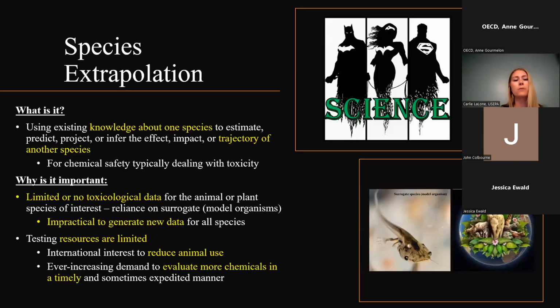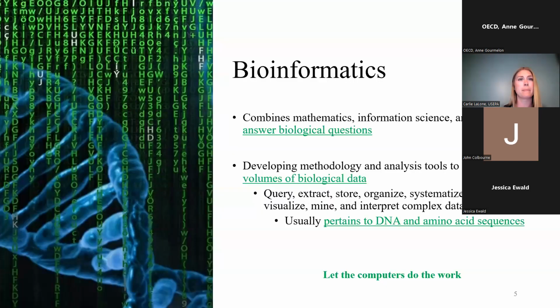So what we're trying to do with species extrapolation is take this knowledge about a single species or a handful of species and really predict or project the trajectory on other species. And in the context of chemical safety assessments, we're thinking about toxicity and how that can be extrapolated to other organisms. So there's many different tools that can be applied for species extrapolation, but one that I want to focus on today is the use of bioinformatics.